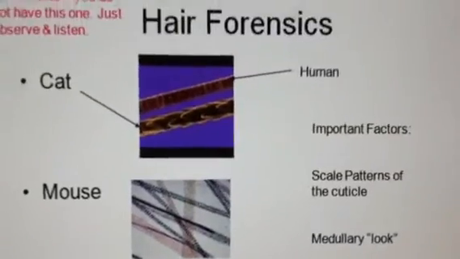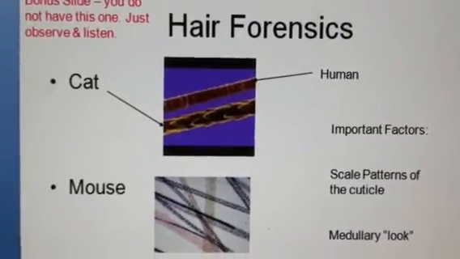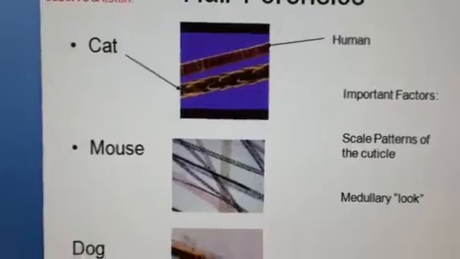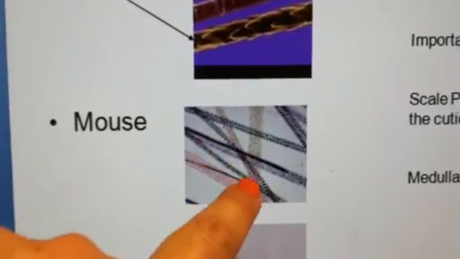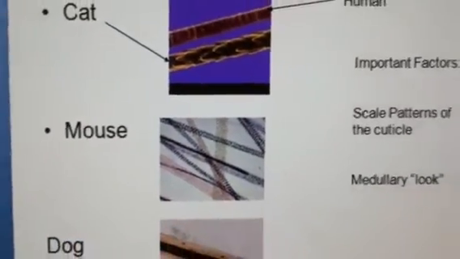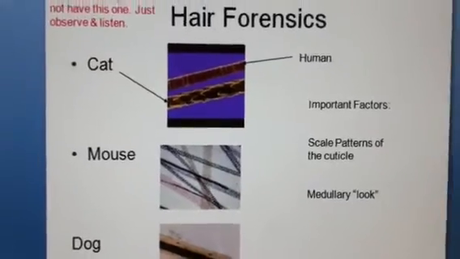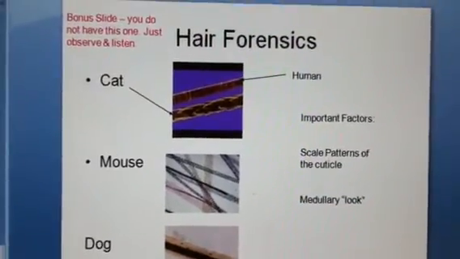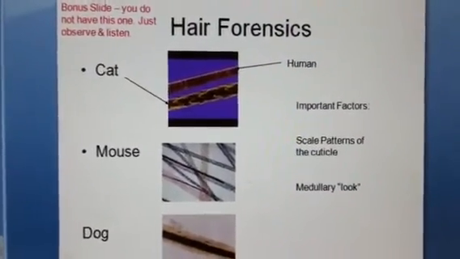And just looking at those three, you can see that the cortex, the outside of the hair, has different scale patterns. The medulla, or the core, has different patterns in it as well. So basically every living thing has a different hair type. So this has evolved into a whole new field of study called hair forensics.